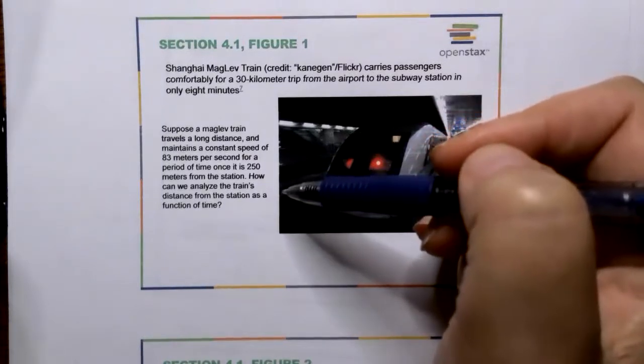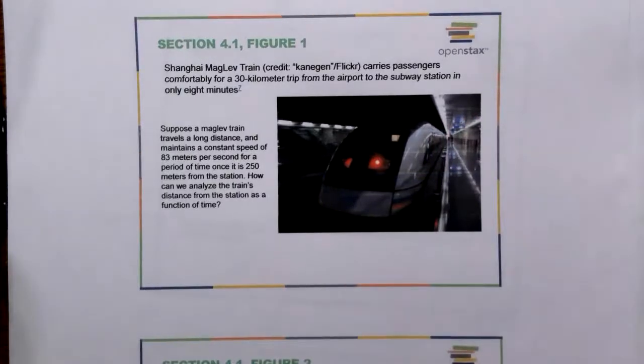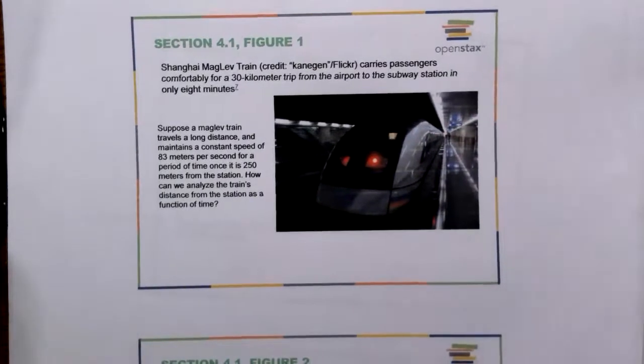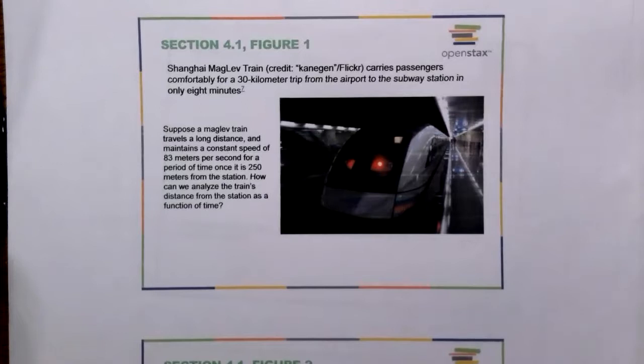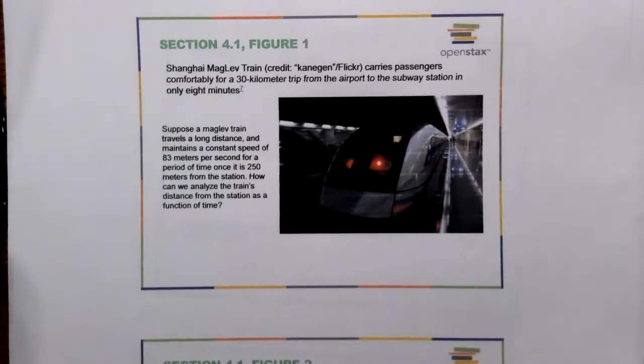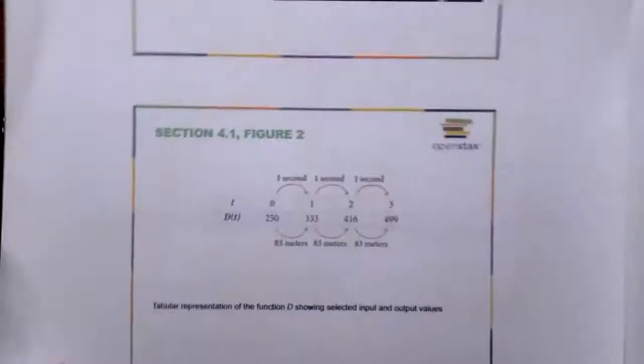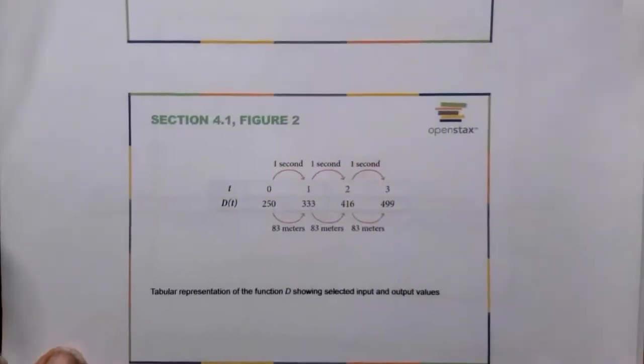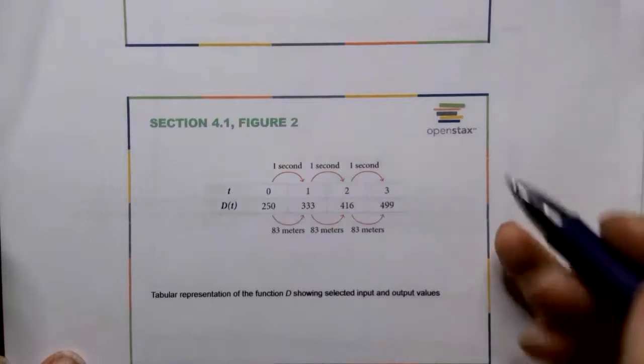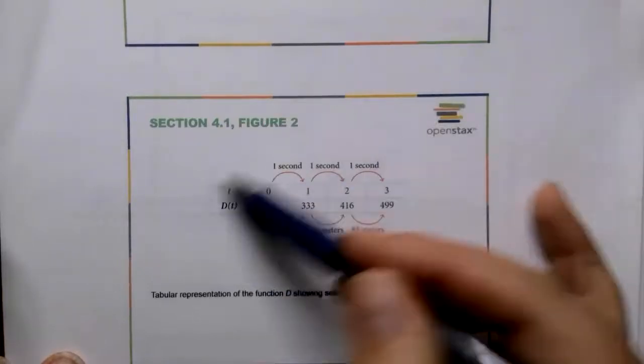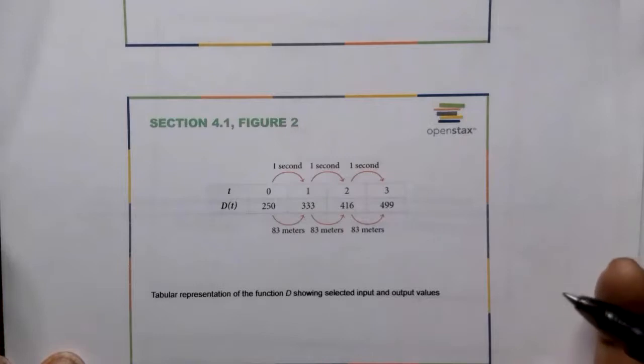Because one thing about linear functions that we're going to be talking about in a second is that they have a constant rate of change. So we have to start counting the distance once the train is already traveling at speed. Okay, so here's a table. This is a tabular form of representation.